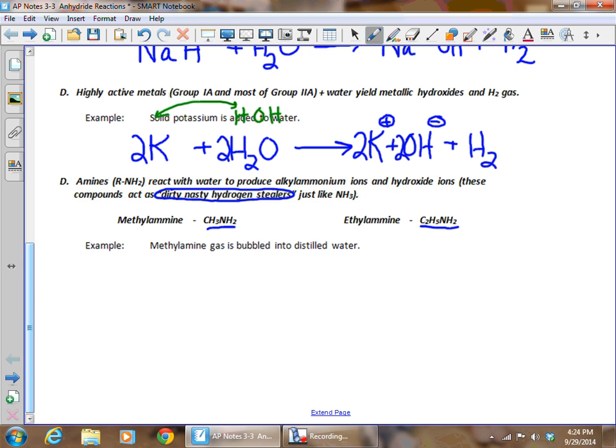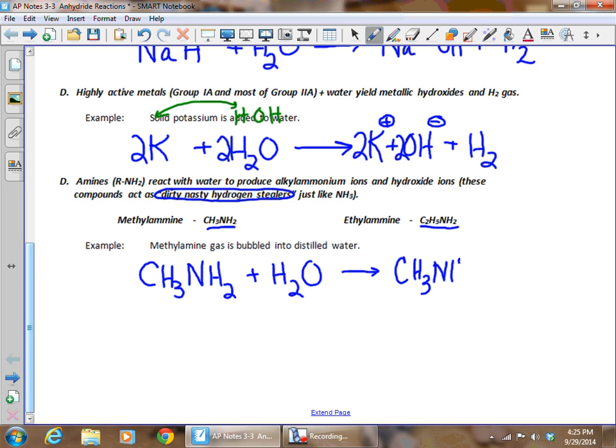So take methylamine gas bubbled into distilled water. These are the only 2 I've ever seen on the AP test, so these are the only 2 amines that we're going to worry about, methylamine and ethylamine. So the methylamine is bubbled through distilled water. It's a dirty, nasty hydrogen stealer, so it's going to steal one of the hydrogens from the water. We're going to end up with CH3NH3 plus, because once it steals that hydrogen, that's a hydrogen ion it's stealing, so it's going to gain that positive charge, and we're going to leave behind OH minus. That's what makes methylamine and ethylamine both bases.